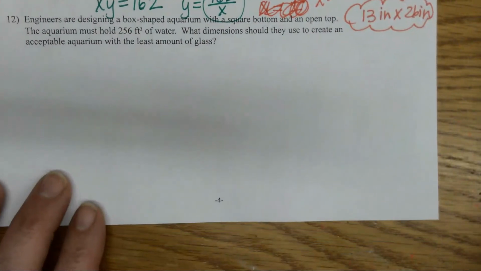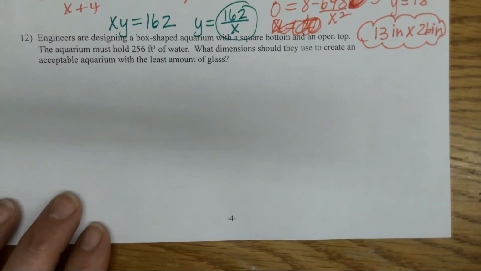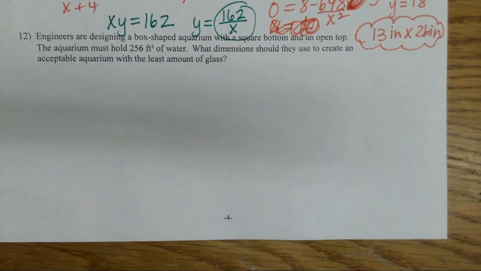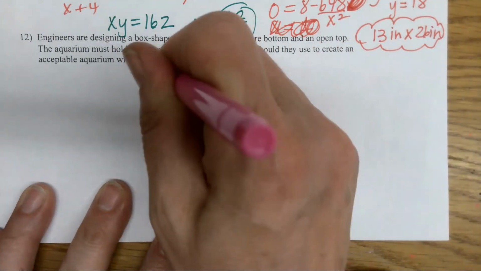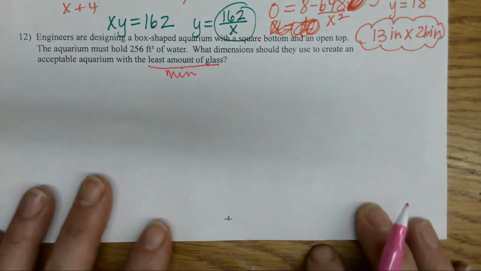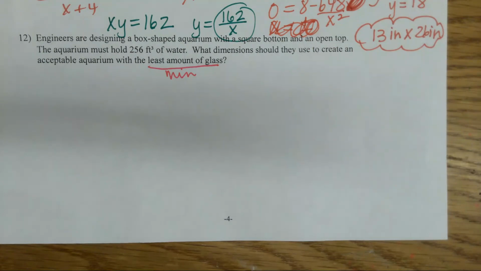And so we have an engineer designing a box-shaped aquarium with a square bottom and an open top. The aquarium must hold 256 cubic feet of water. What dimensions should they use to create an acceptable aquarium with the least amount of glass? So in this one I want, again, a min, the least amount of glass, but I'm back to a three-dimensional figure. I have an aquarium.